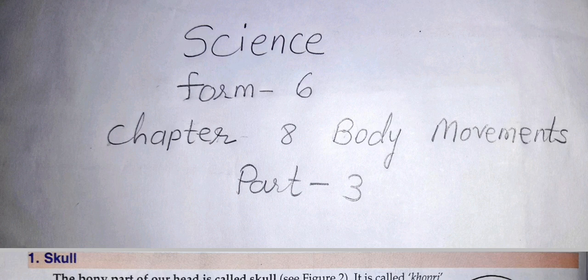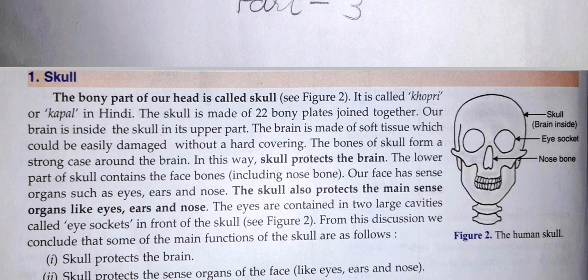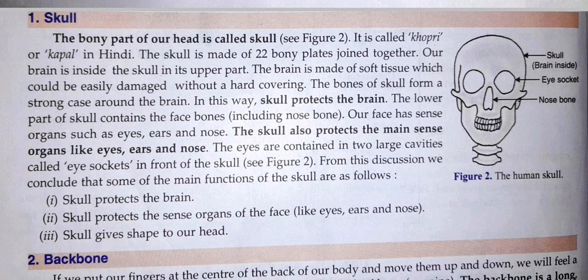Chapter 8 we are doing today, third part. In that we will do the discussion of skull, backbone and the rib cage. The bony part. Bony part means made up of bones of our head is called skull.